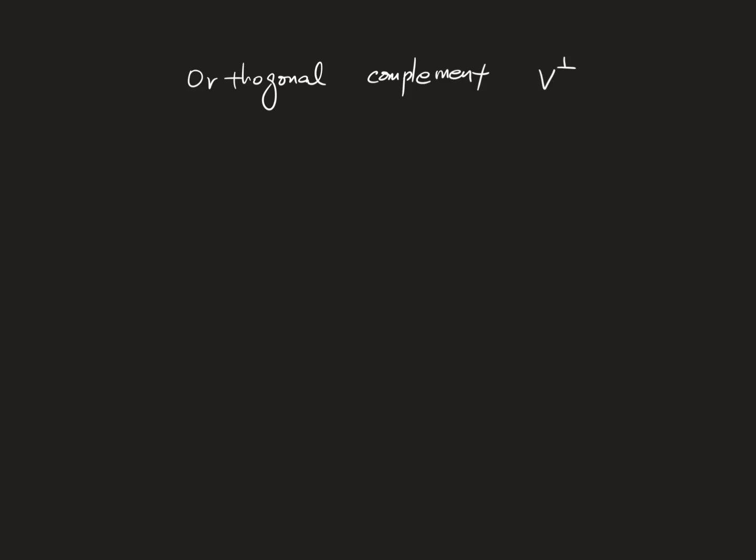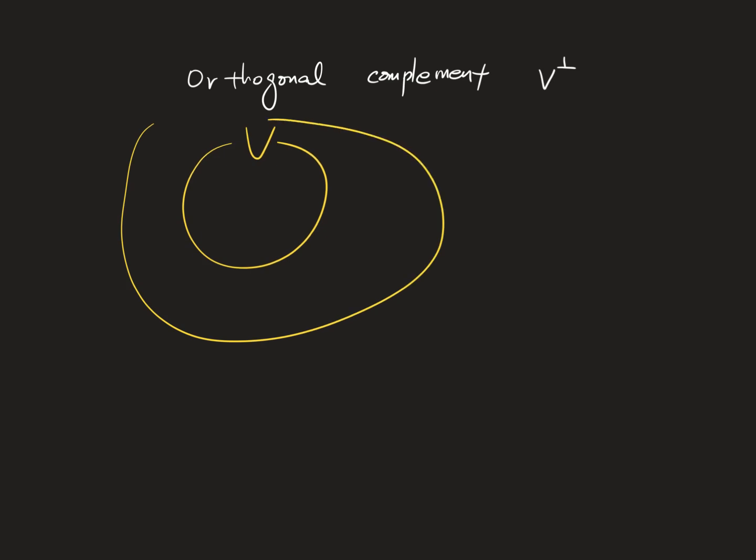We can define the orthogonal complement. If we have a vector space, and V is a subspace of, for example, Rn, we can define V perp. You read this as V perp; the meaning is perpendicular, so you just call this V perp.